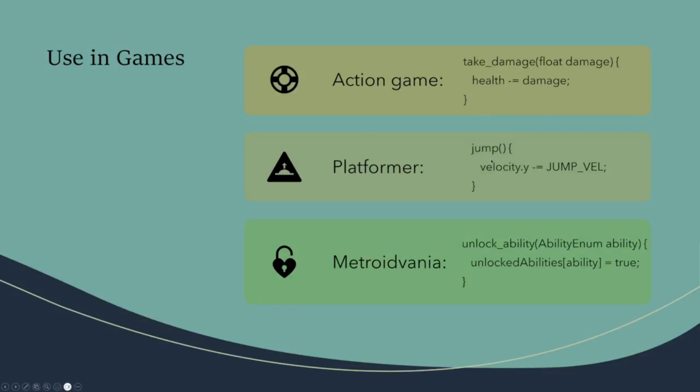In a platforming game, or in many other games as well, we might have a jump function where we just do velocity.y minus equals the jump value. In a Metroidvania, we might have a bunch of different abilities, like double jump or dash, and when we touch some item that unlocks that ability, we store that in an array: unlocked abilities for this particular ability is now equal to true, and that means we can now use that ability. This array is going to be checked when the user tries to use that ability, and if it's true, they'll be able to do it, and if it's false, they won't.